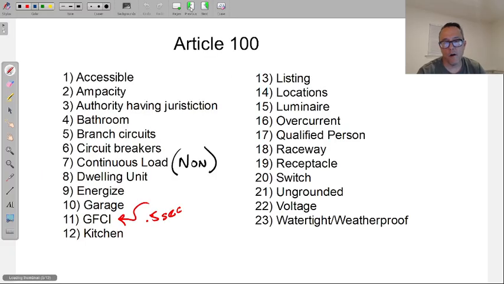All right, we're almost out of definitions. One last thing to point out, which is watertight or weatherproof.